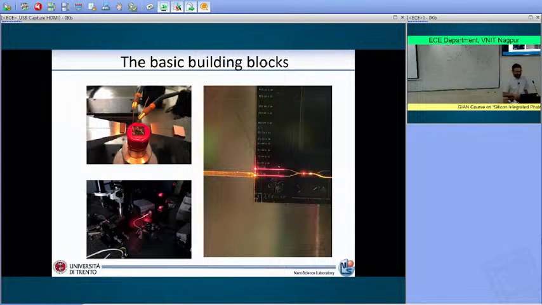Then we take our device, inject some light into it, see how the light propagates, and try to generate these single photon states. By the way, this is indeed one of the sources that we have developed.